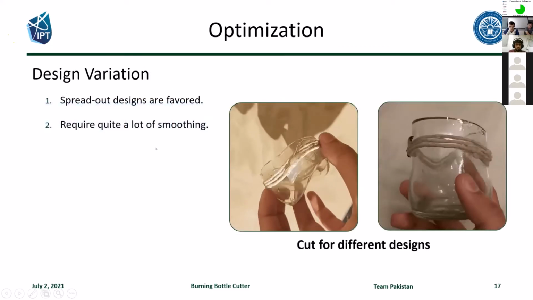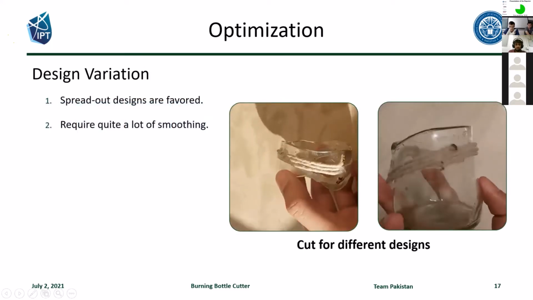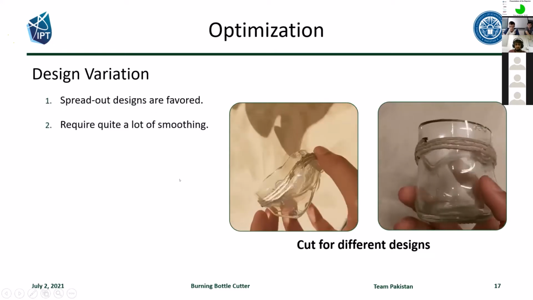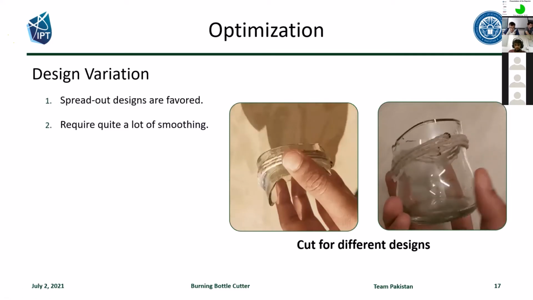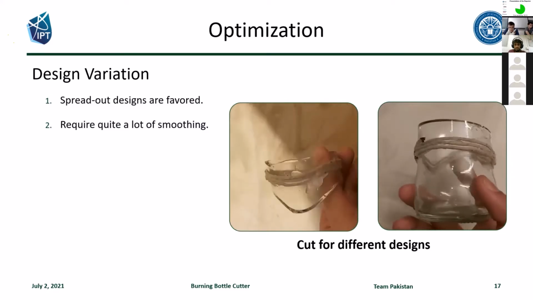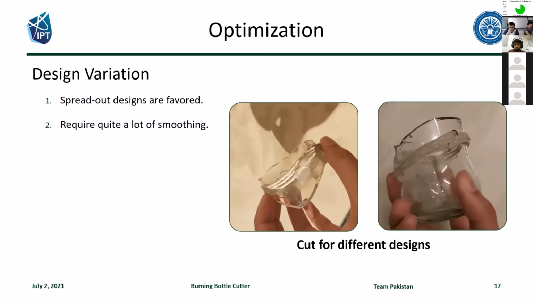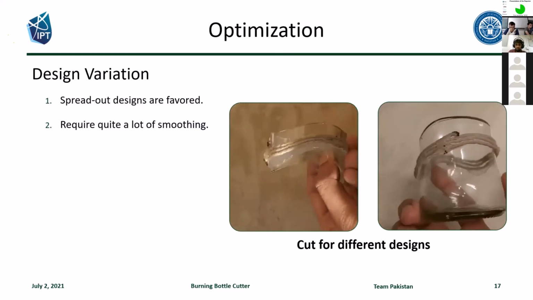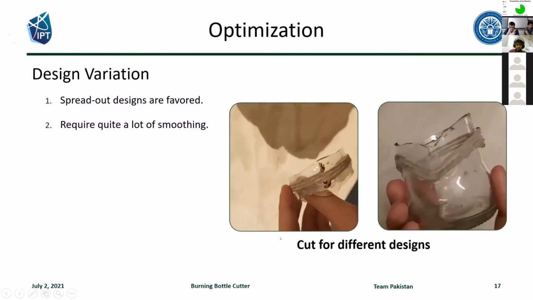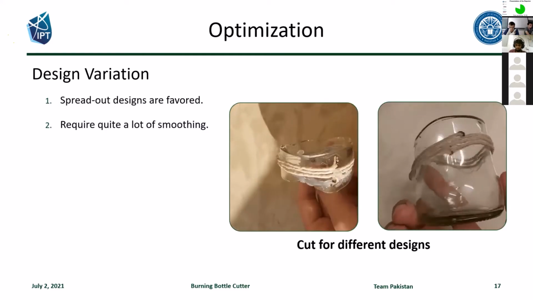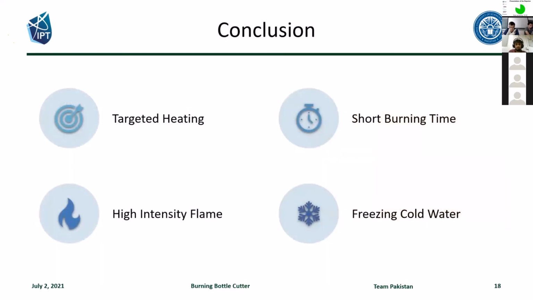For design variations, the spread out designs are favored. As you can see in the pictures, the crests and troughs in these designs are quite spread out. It could have been a square wave or a triangle wave, but then the heat wouldn't have been localized enough, and we wouldn't have gotten a cut in accordance with our string design. As long as the design was spread out, in our case, we did get the cut according to our design. But again, it required a lot of smoothing, and it was basically a rough cut. So in conclusion, the best bottle cutter would be one which provided targeted heating.